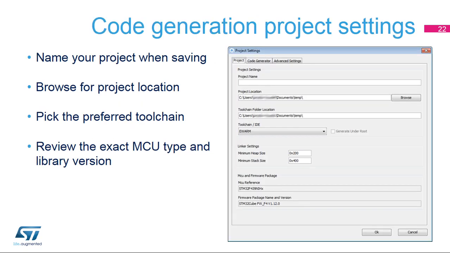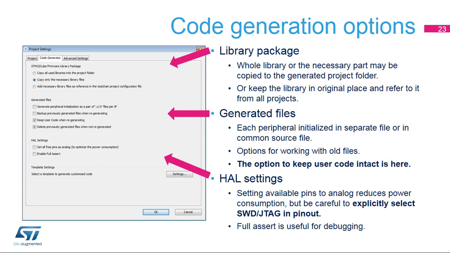This window is available when saving the project, Save As. The toolchain folder refers to where the workspace for the toolchain will be placed, not the actual toolchain application location. A limited version of this dialog window is also available using the Alt plus P shortcut to display project settings. The STM32Cube HAL library may be associated with the project in various ways. Select the copy option if the project should be migrated as a compact package or if there is need to customize the library code. Keeping the library in the original location makes it easier to share the latest version of the library among several projects.